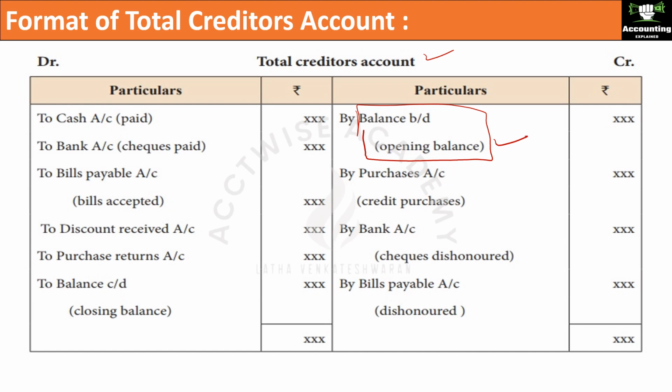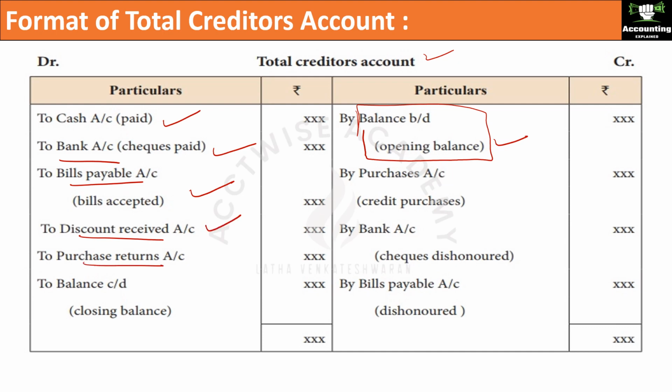On the debit side, we have cash account. To cash, that is the cash paid to the seller. To bank, check issued to the seller. To bills payable, if we have accepted any bill from our seller, then that will come on the debit side. Discount received, if we have received any discount from our seller, then that will come on the debit side.